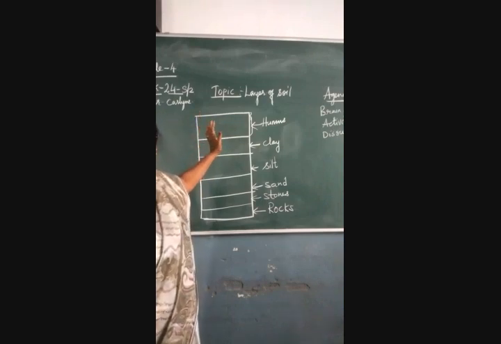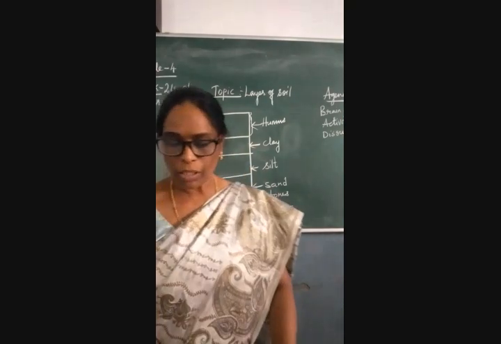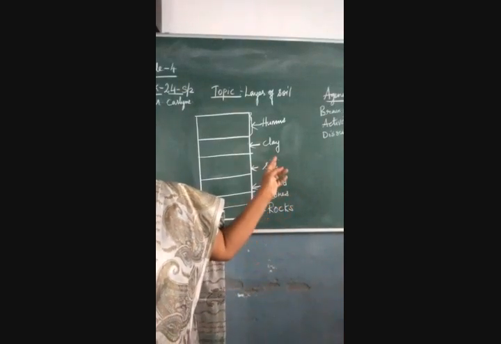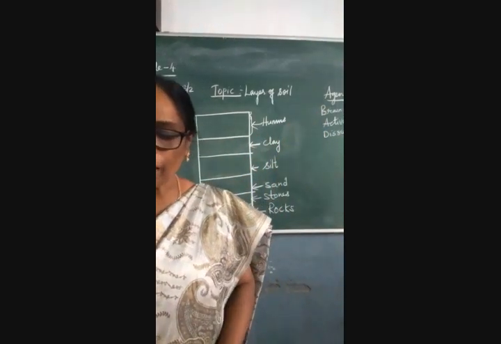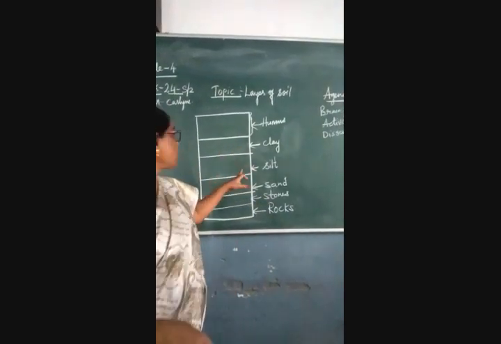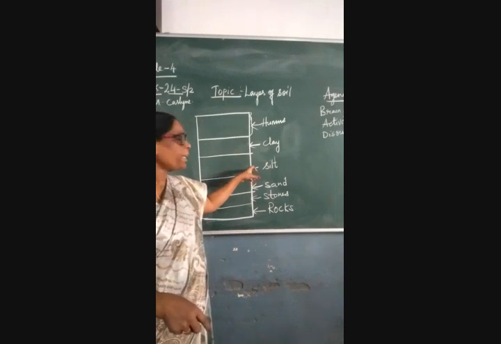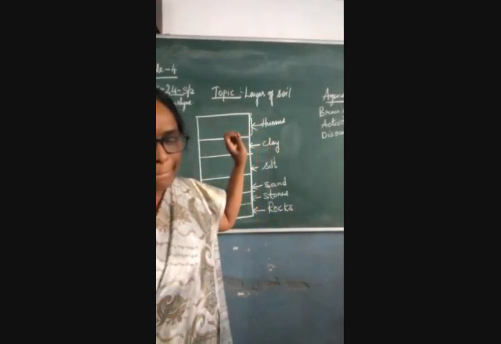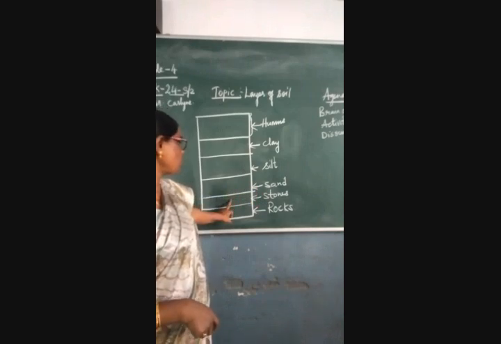Now we will go with the next one, clay. What does this clay contain, children? Second layer: tiny particles, silt, very soft soil will be there. Small particles of clay will be there. Now we will go with the third one, silt. Silt is also like clay only. Next one we will go with sand. Sand will be there. Next, stones will be there.